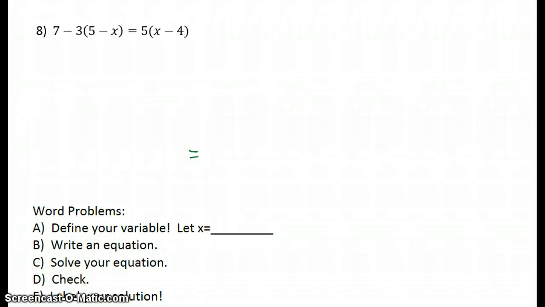Okay, so our first step, remember, we're going to distribute all of our weapons using the distributive property. So we're going to take -3 to 5 and -3 to -x. Remember to keep this sign with the number you're distributing. Okay, staying with the distributive property, we're going to distribute 5 to both parts.